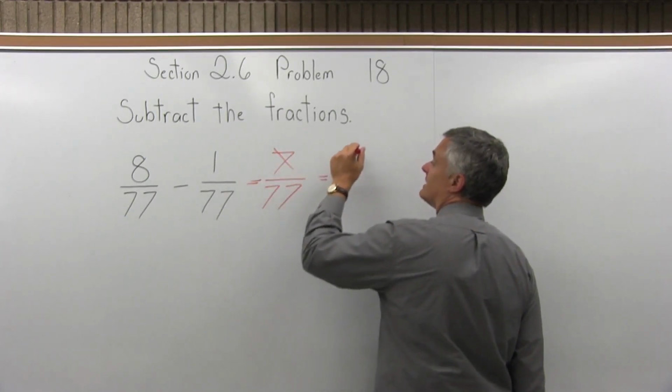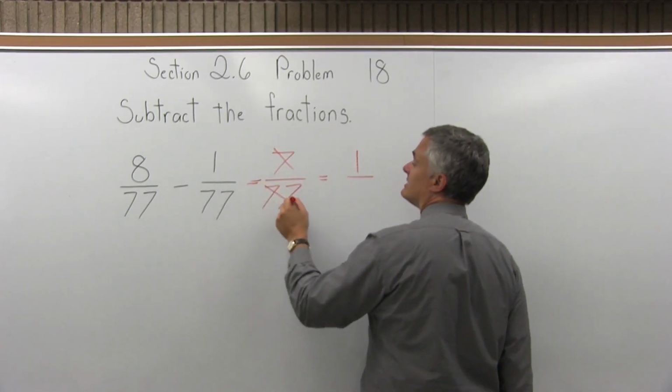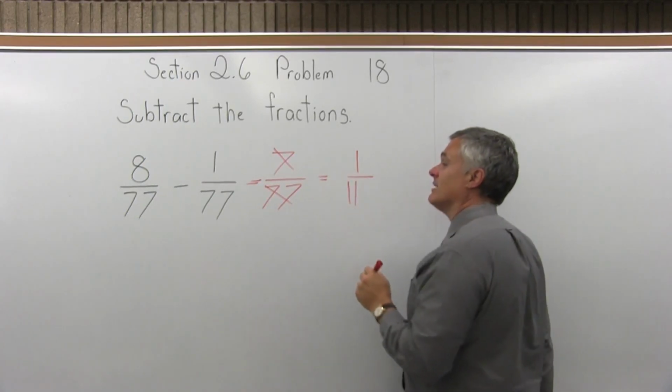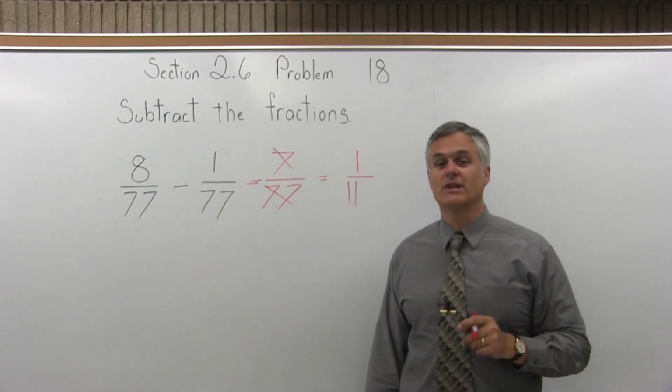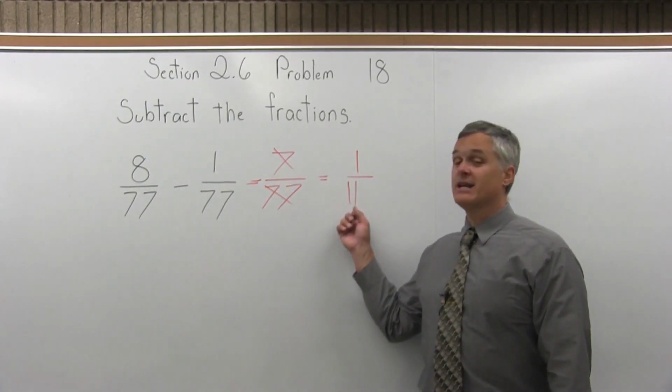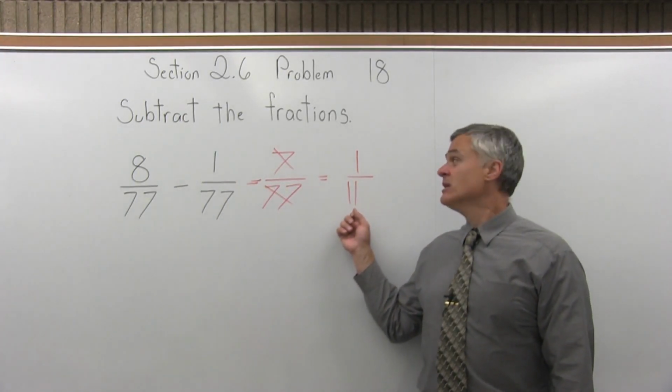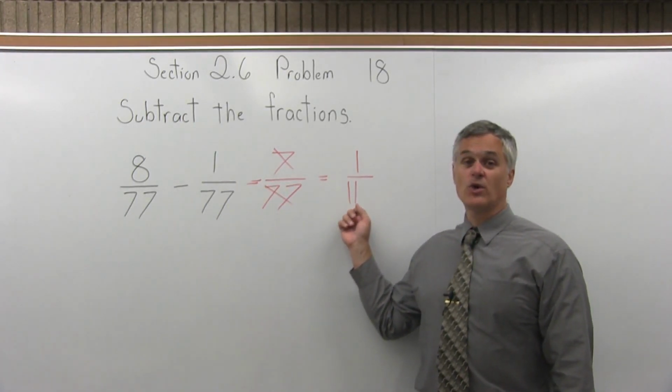So 7 divides into 7 once, and then 7 divides into 77 11 times. So now my answer is 1 over 11. Now, could I reduce that any further? And the answer is no, I can't. So that's the final answer, 1 over 11.